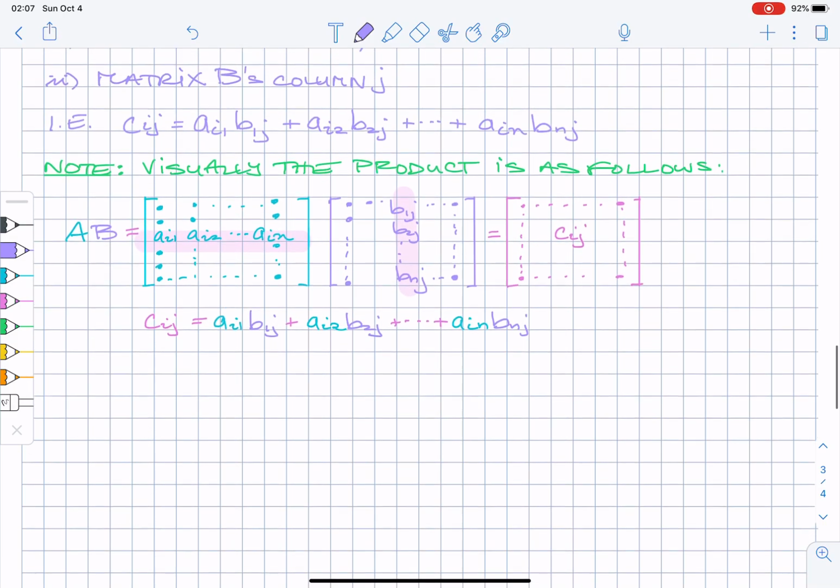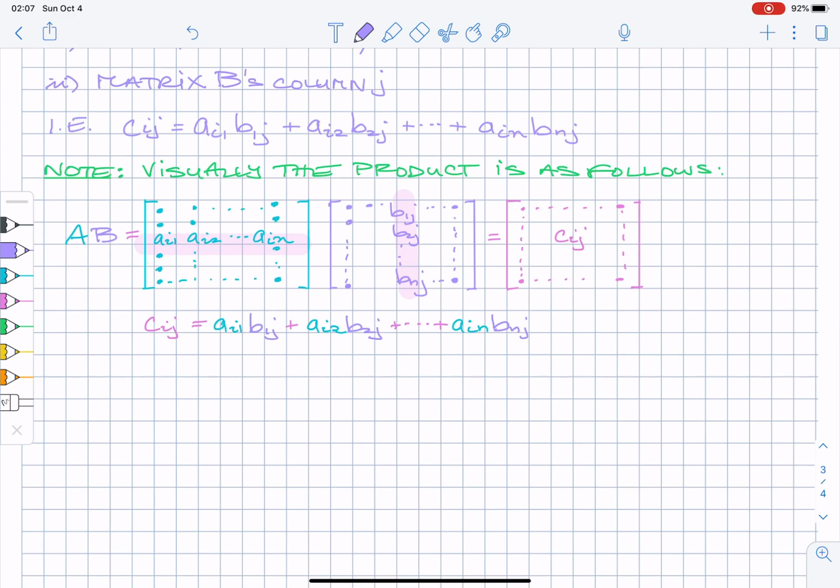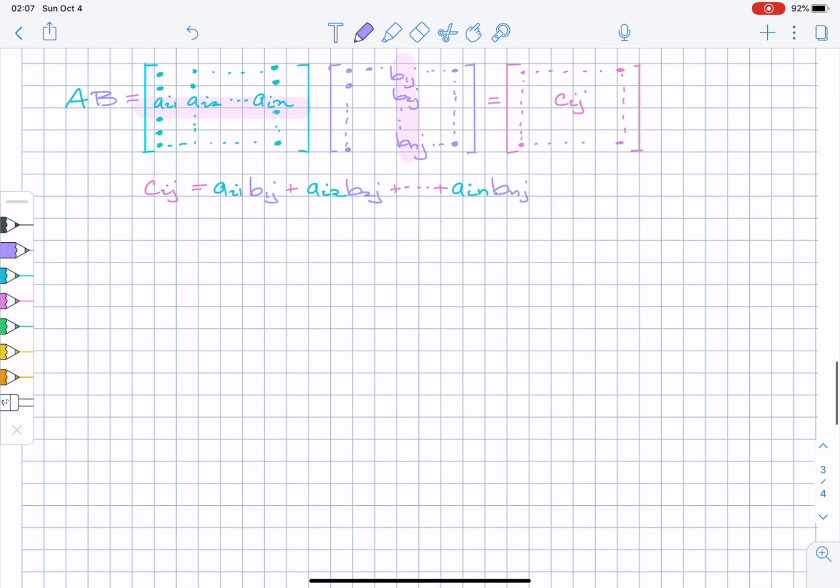Okay, so I call this the finger trick. I always like to use my index finger on my left hand to do the rows of A, and my index finger on my right hand to do the columns of B simultaneously, so that I can see where I am. So for example, let's try and do this.